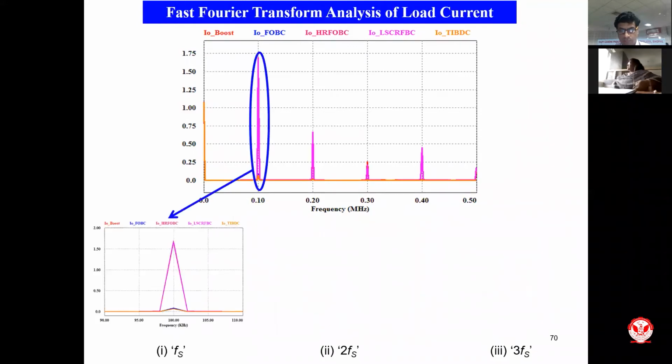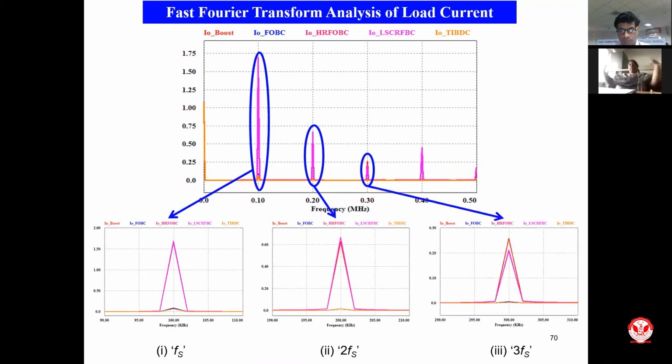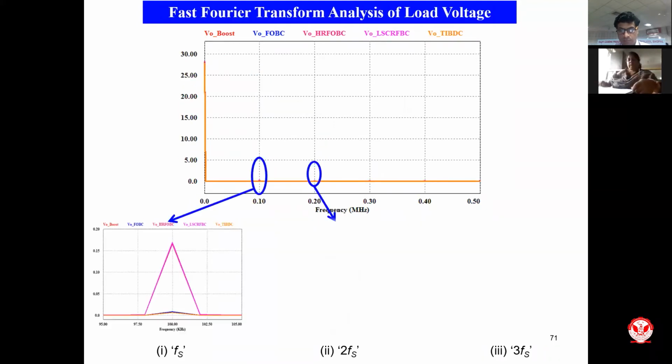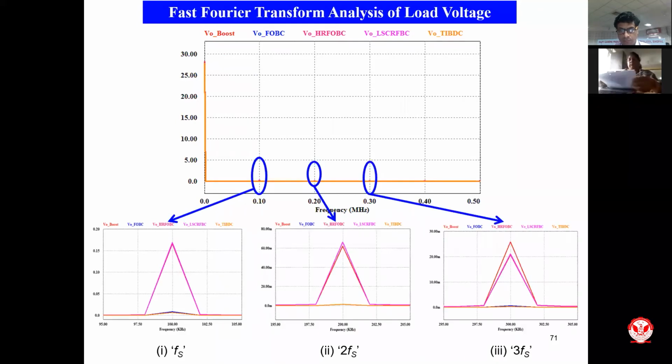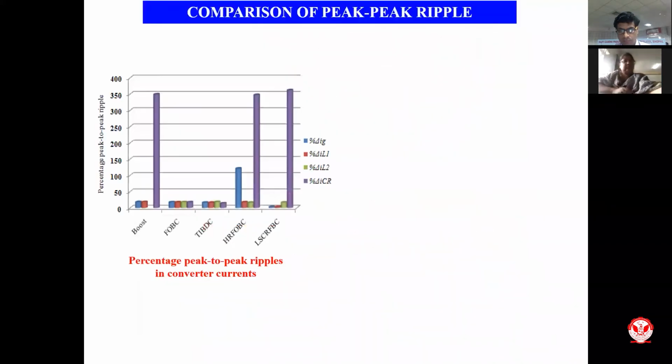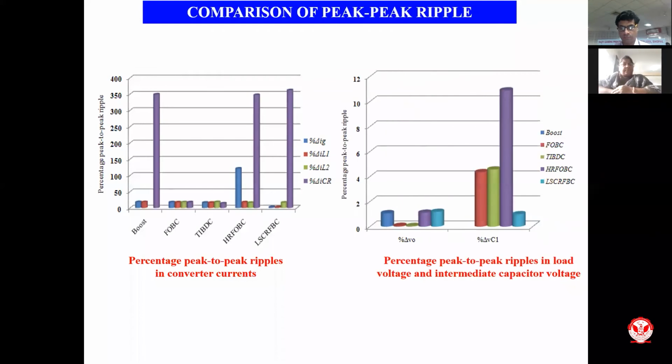So this is the FFT for the load side current. This is the FFT for the load voltage, which is quite less as compared to the currents. This is the data compiled from the previous figures. This is the comparison, which clearly shows that some of the converters which have high peak ripple are not too useful for us.